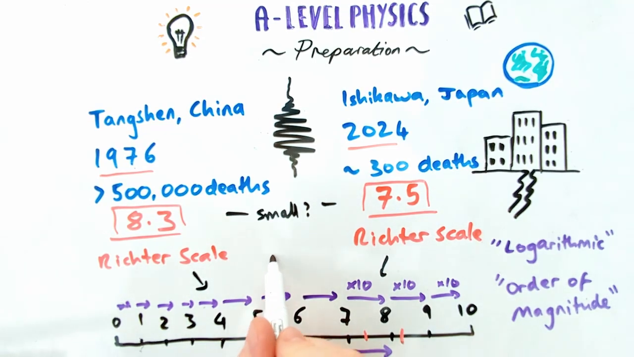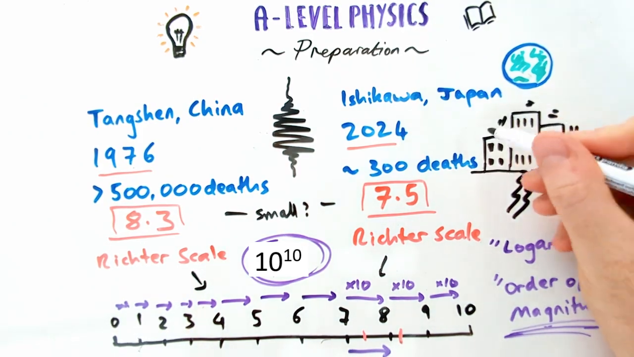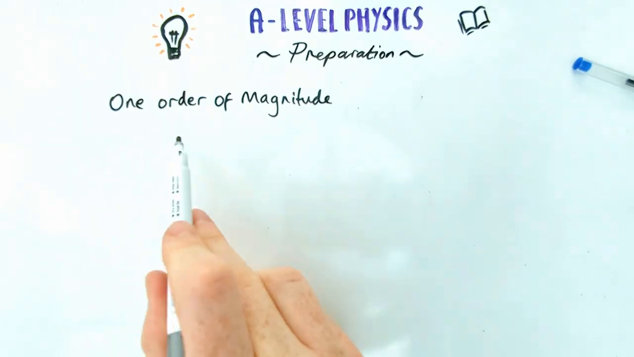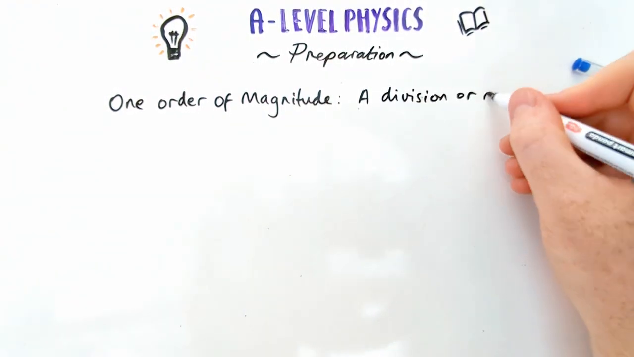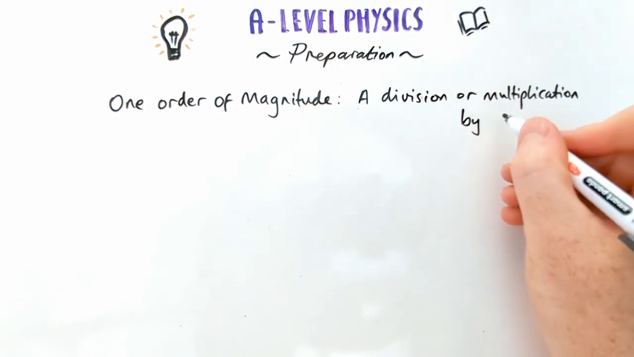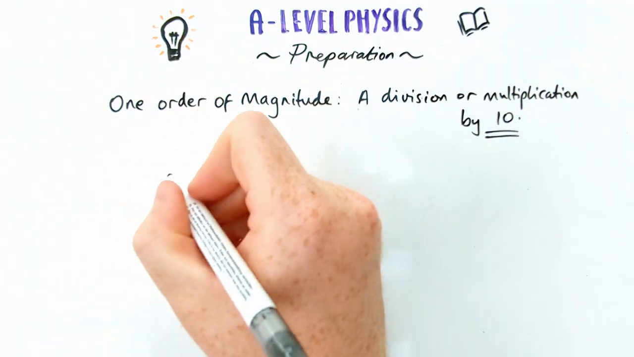Now, if you go from 0 to 10, you'll actually find 10 to the power 10, which is 10 billion times stronger, a 10 versus a 0 on the scale, which helps explain why that one is a lot more powerful. Now, that word order of magnitude you need to know for A-level physics. It's a really important idea when we're comparing big and small numbers. So one order of magnitude is a division or multiplication by 10.